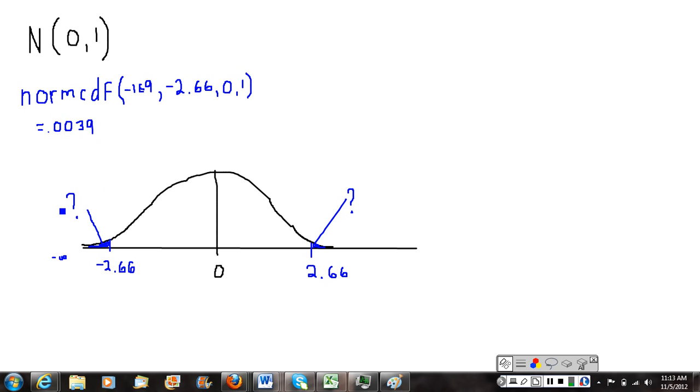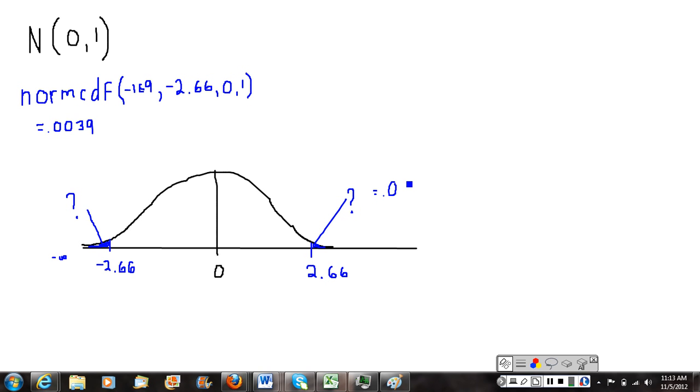Now we want to think about, that's not our final answer, because it asks for this area and this area. So we need to calculate this area as well. Because the center of this distribution is at 0 and the normal curve is symmetric, we know that this area will be the same as that, because this is the same number of standard deviations, 2.66, away from the mean, as this one is below it. So we know that this area will also be 0.0039.